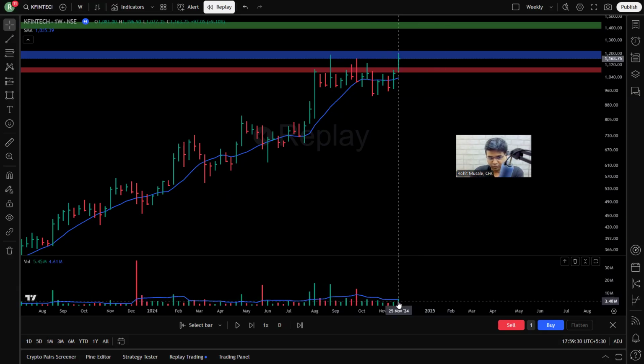The average volume is 4.61. So 4.61 multiplied by 1.5. So the actual volume should have been 6.91 million. Here it is 5.45 million. So this is not a legitimate or proper breakout in terms of William O'Neill's experience.